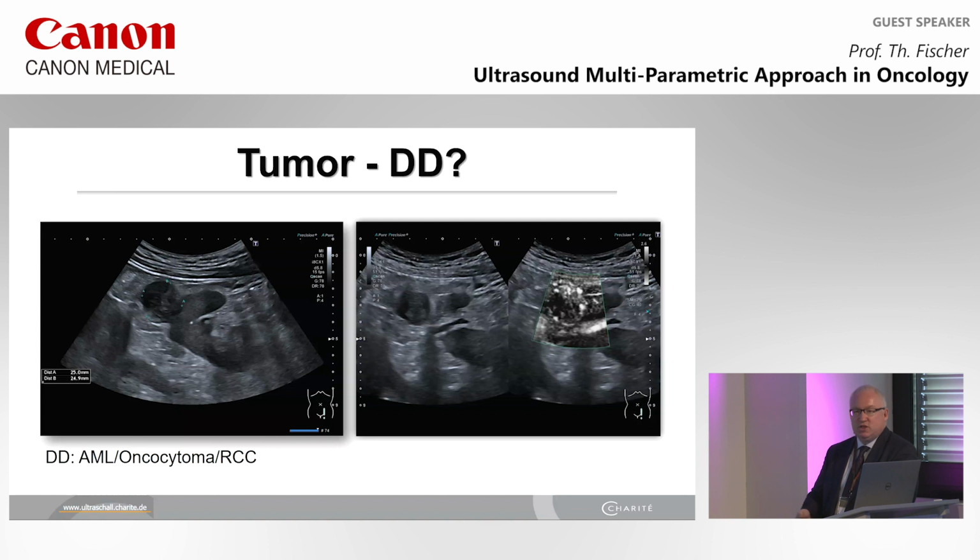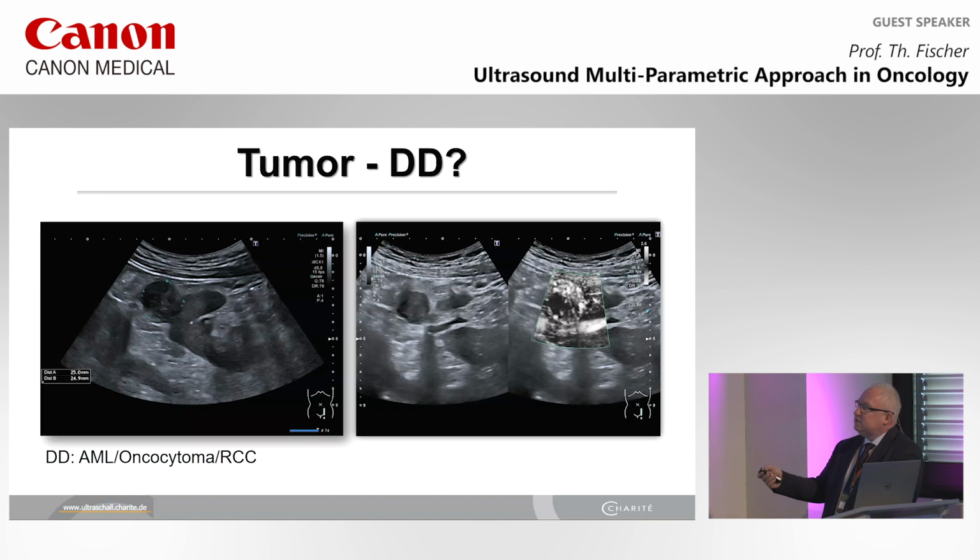What is your differential diagnosis? You can see I have different ones: angiomyolipoma, oncocytoma, renal cell carcinoma. That's the kidney, and that's the bulk type lesion. Any idea? It's not easy, right?